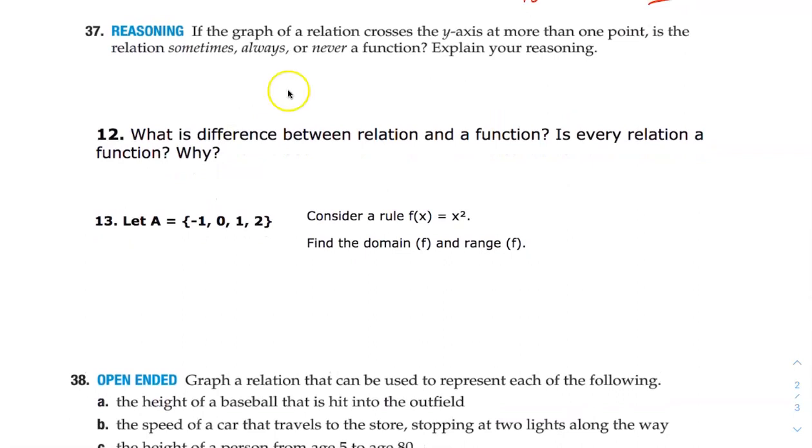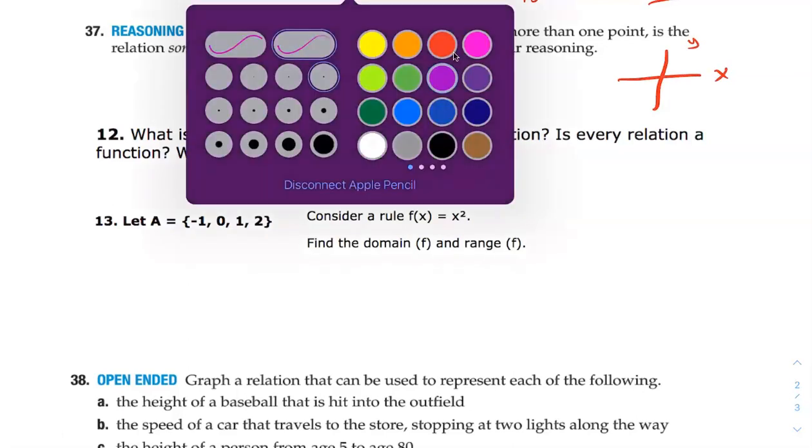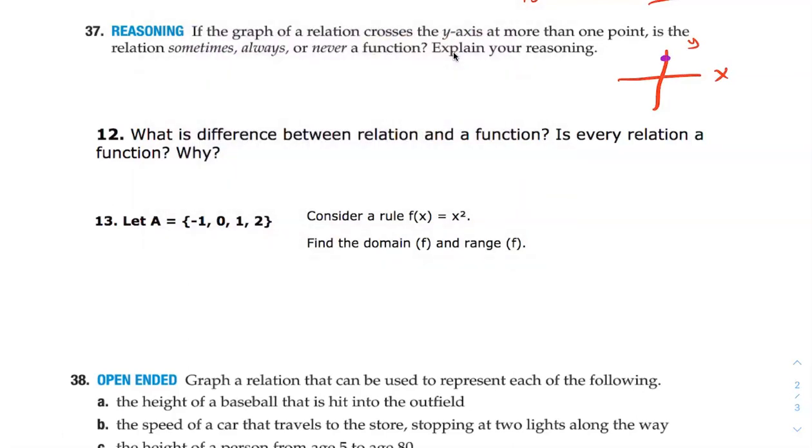Reasoning. If a graph of a relation crosses the y-axis at more than one point, is the relation sometimes, always, or never a function? Explain your reasoning. So let's just draw this out. You have x and y. What it's saying is you're going to cross the y-axis at more than one point.